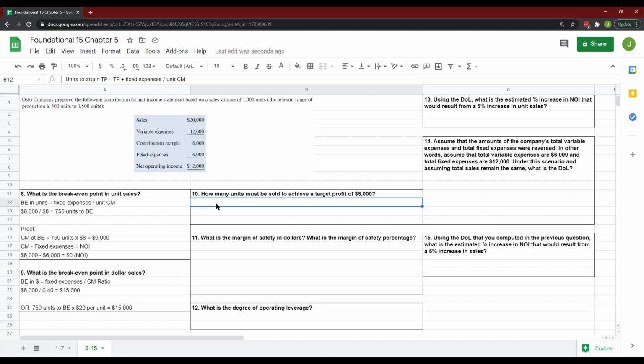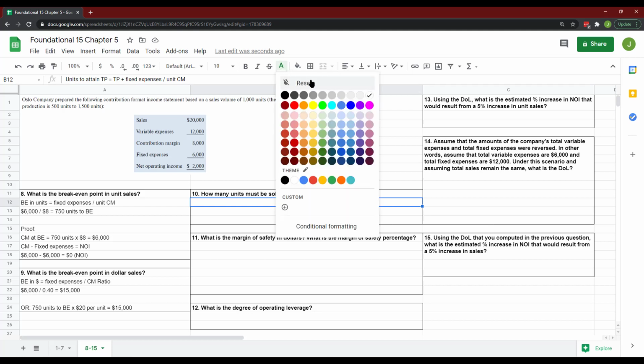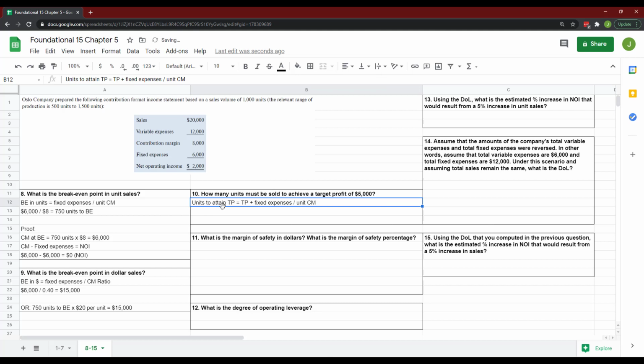So what's the target profit calculation if you're trying to find how many units you need to sell to attain a target profit of, in this case, $5,000? Well, your units to attain a target profit is simply going to be your target profit in dollars plus your fixed expenses divided by your unit CM.